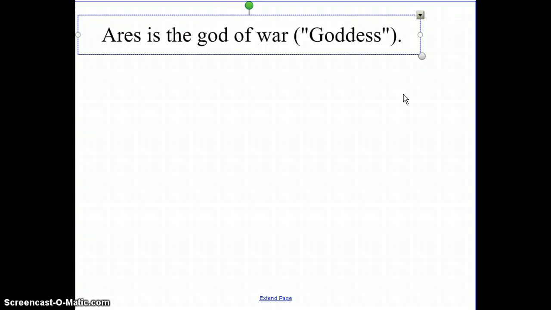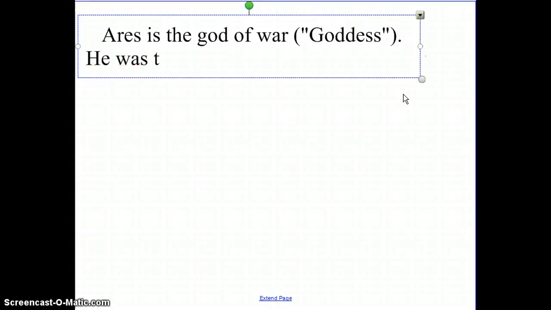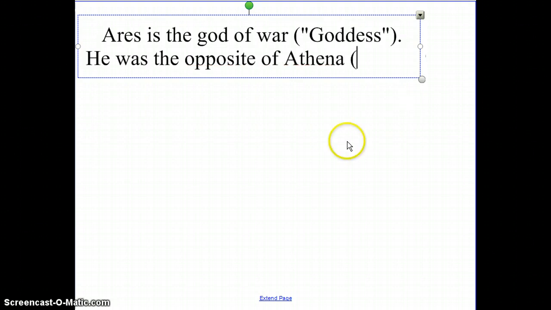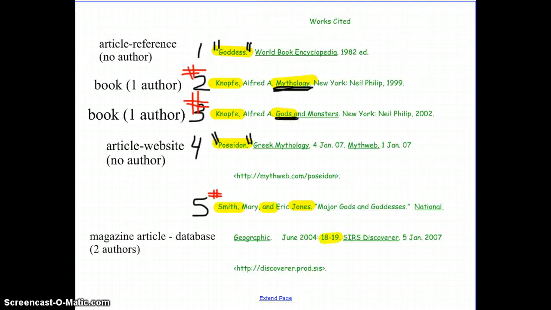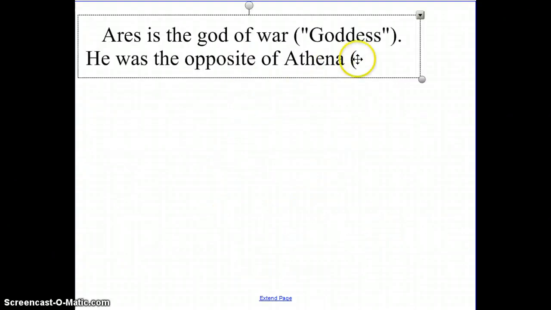He was the opposite of Athena? And we're going to pretend that this came from source number two. And so let's look at source number two. What do we need to put in parentheses? What did we highlight to put in parentheses, Connor? Napf and underlined and a page number. Very good. So we're going to put Napf.